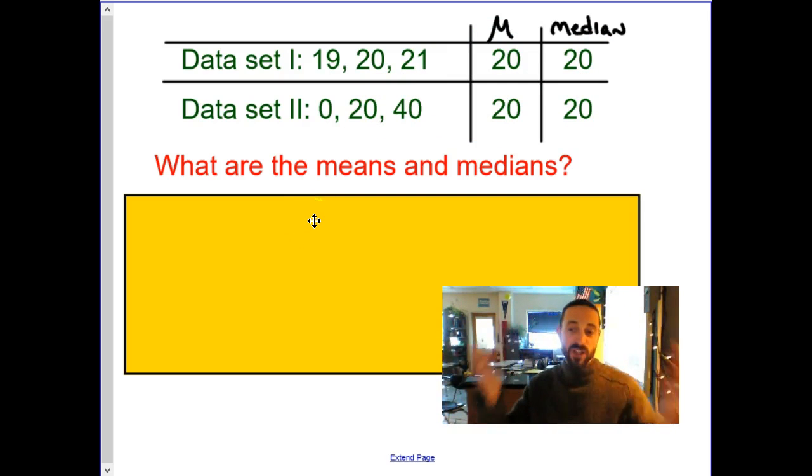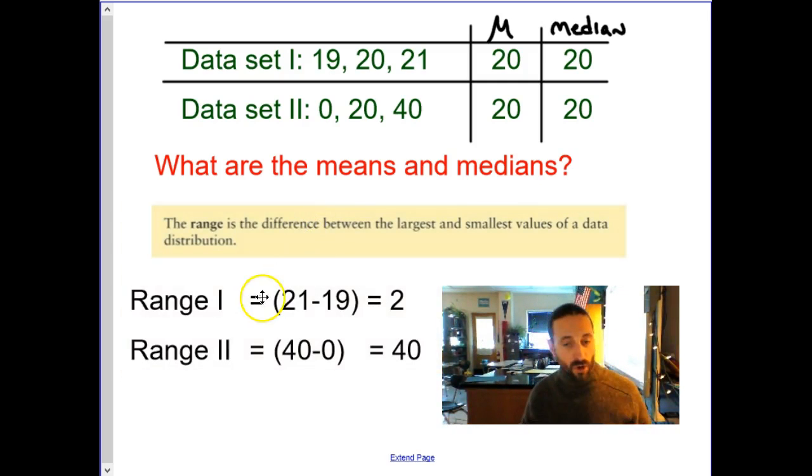Now, you're probably jumping out of your seat saying, Mr. Rising, just calculate the range, and that will tell us so much more. As a reminder, the range is the difference between the largest and smallest value in a data distribution. For the range of set 1, I take 21 minus 19 and I get 2. The range of set 2 is 40 minus 0, which is 40. So clearly set 2 is much further spread out than set 1.